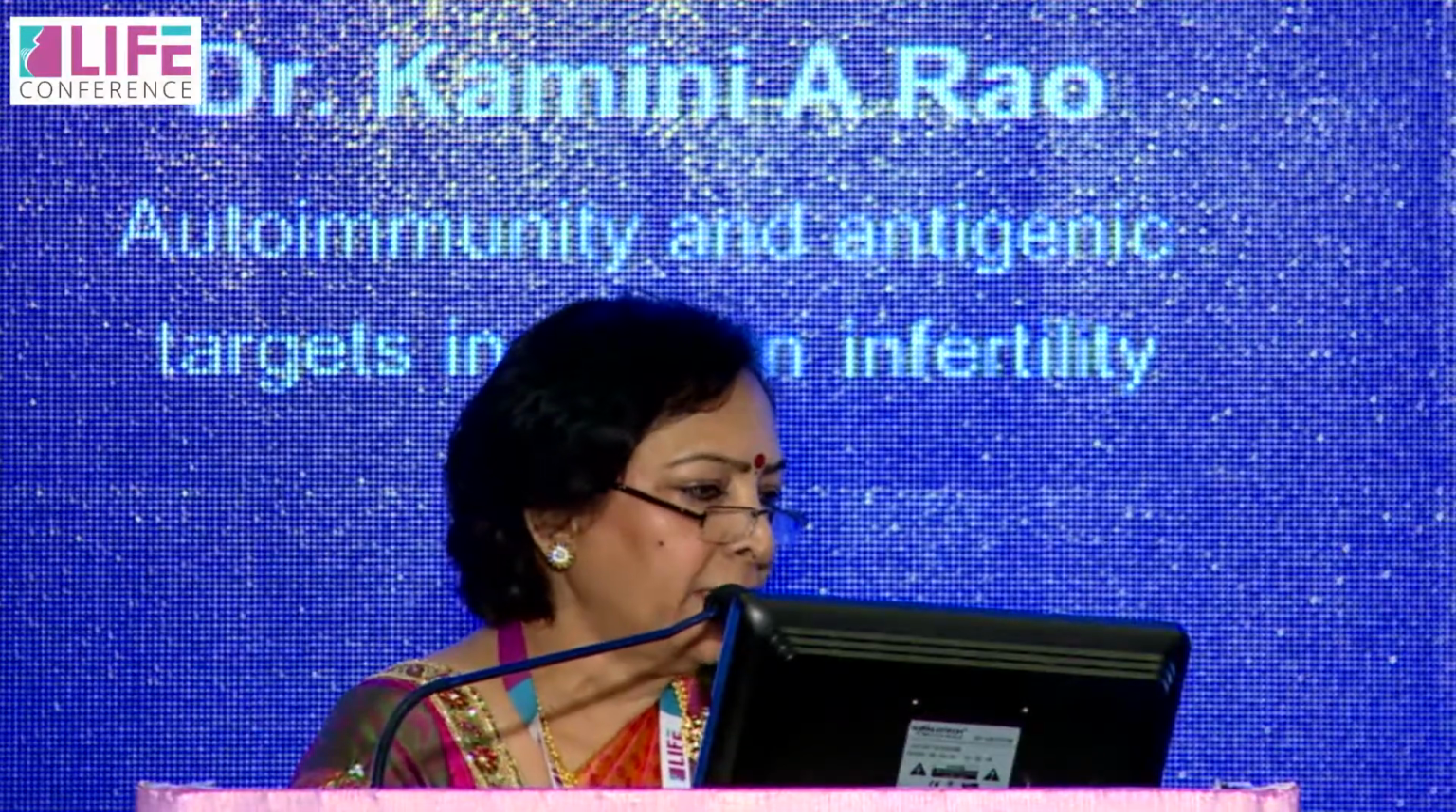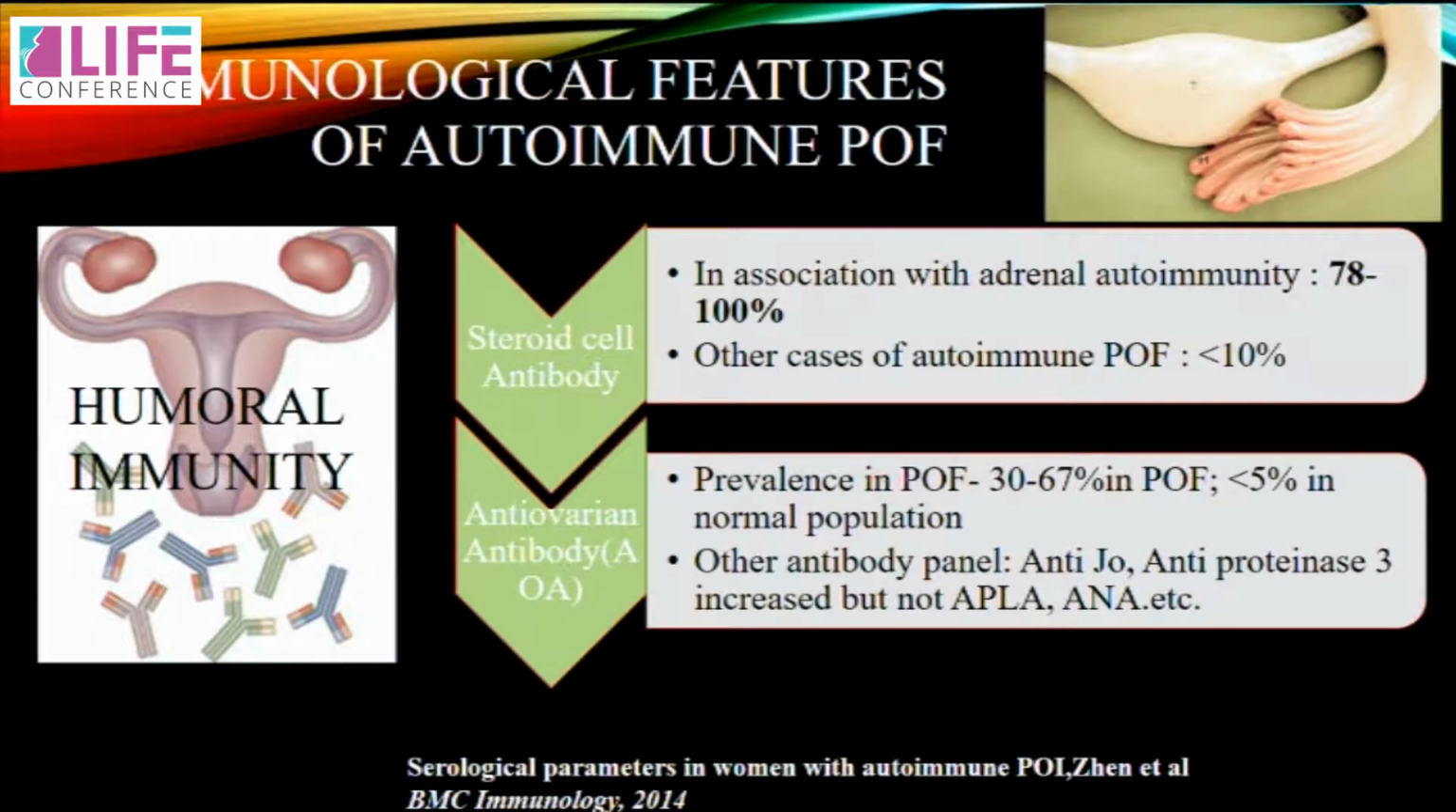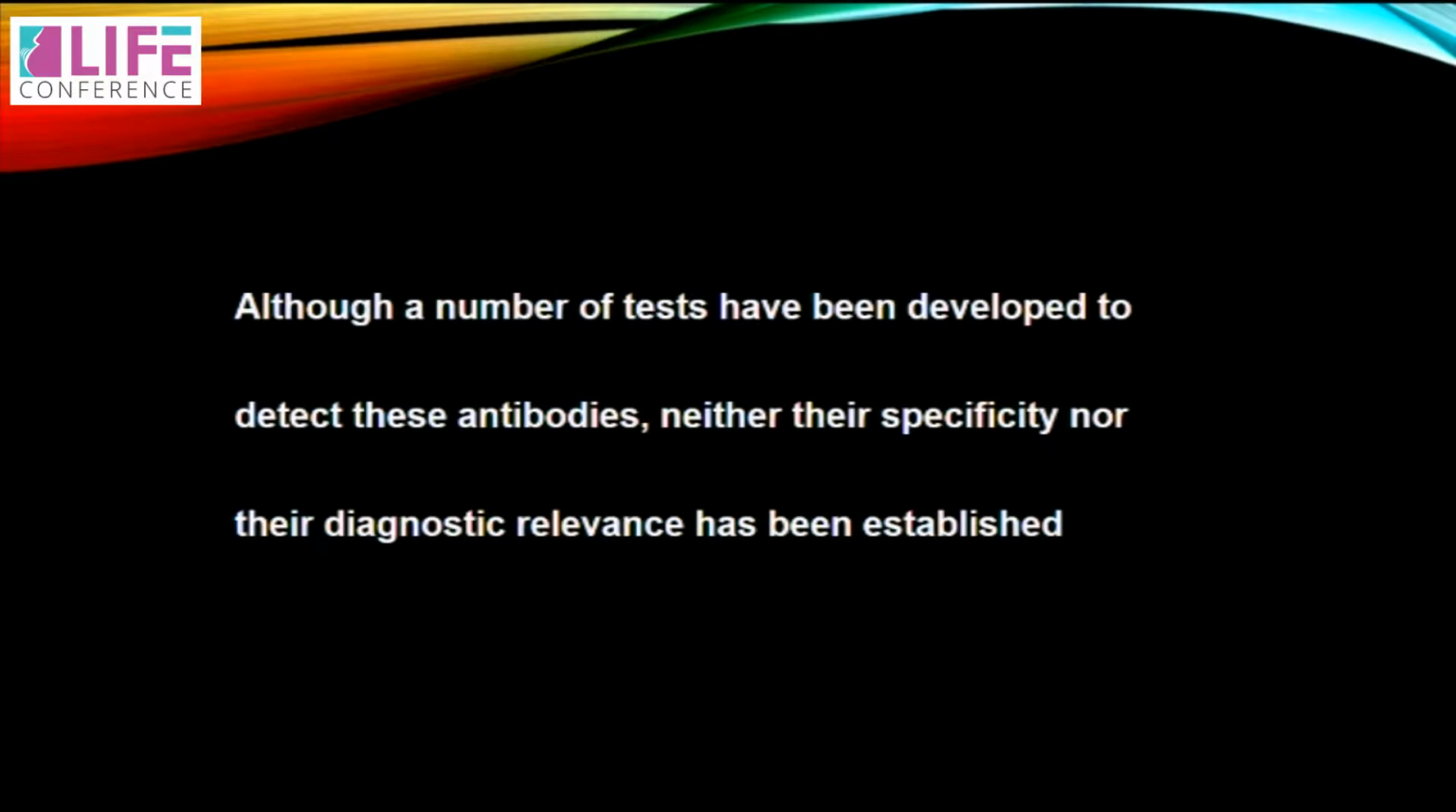Now, if you look at the anti-ovarian antibody, the prevalence in premature ovarian failure would be around 30 to 67%, the variation because we do not really have a proper cutoff, and less than 5% in the normal population. Other antibody panels are also present over there, but these are the ones that are mainly important for us.